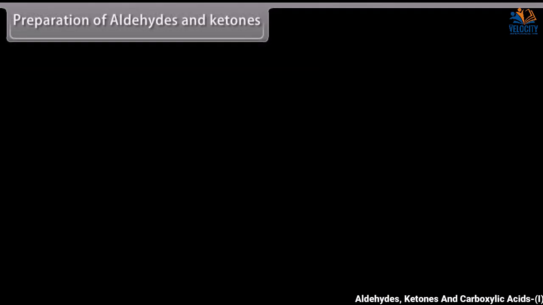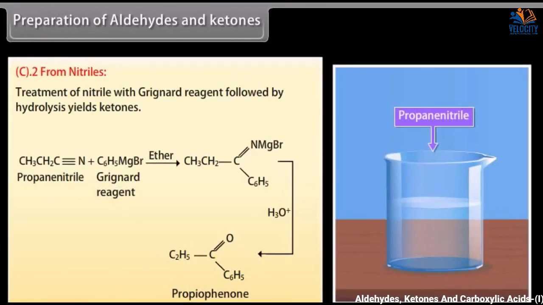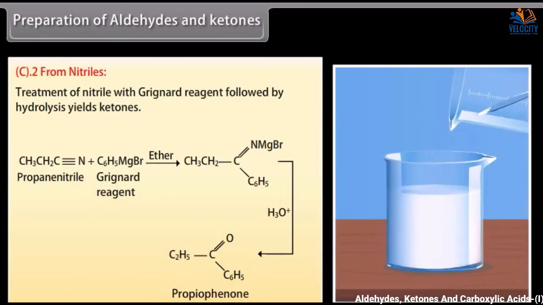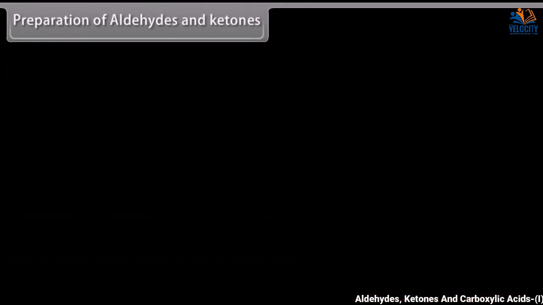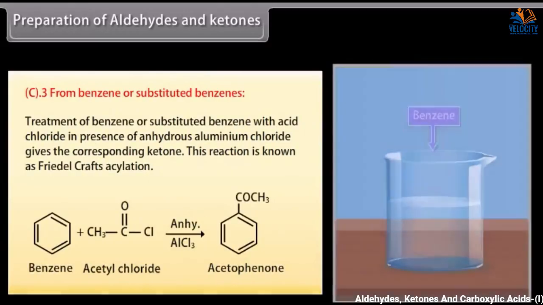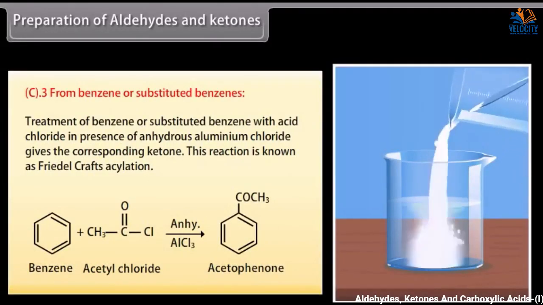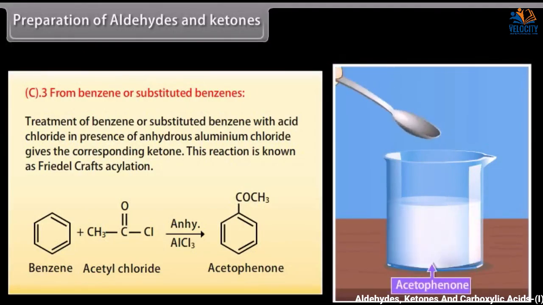Preparation of aldehydes and ketones from nitriles. Treatment of nitrile with Grignard reagent followed by hydrolysis yields ketones. Grignard reagent in ether reacts with propanenitrile, and then it forms an intermediate, and then upon hydrolysis it gives propiophenone. From benzene or substituted benzenes. Treatment of benzene or substituted benzene with acid chloride in presence of anhydrous aluminium chloride gives the corresponding ketone. This reaction is known as Friedel-Crafts acylation.